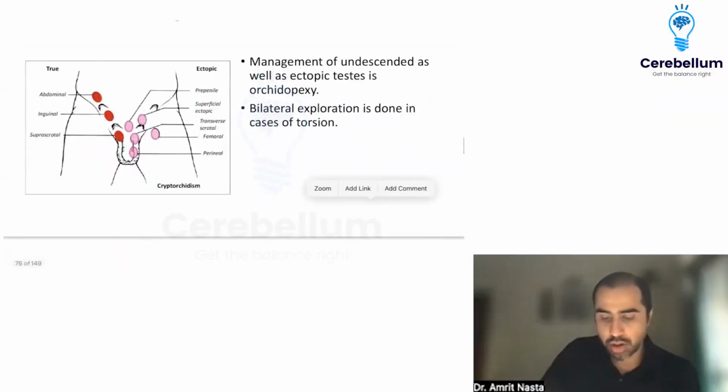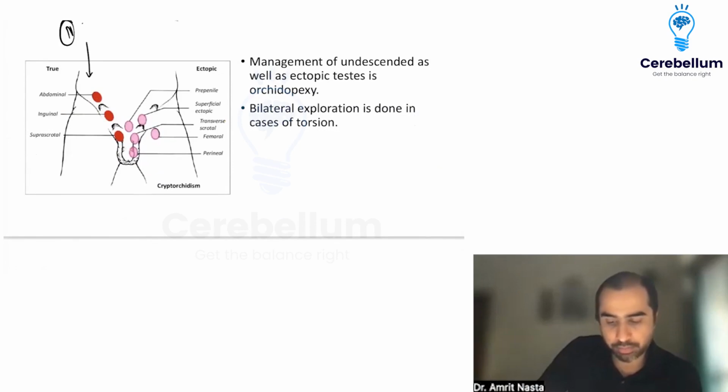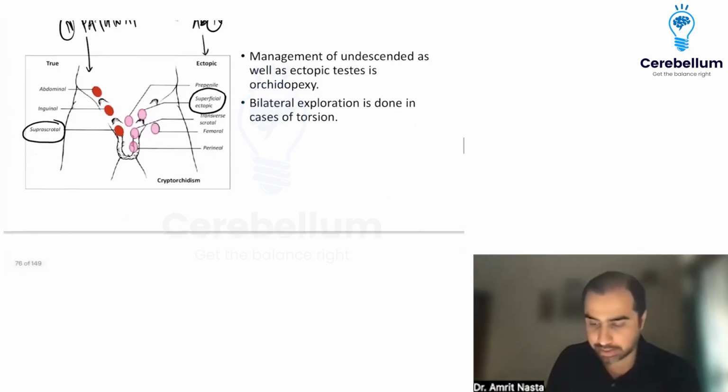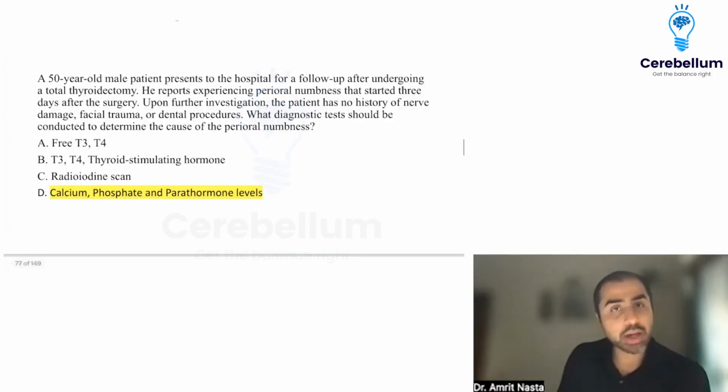Right. So, undescended testes have a normal pathway of descent. Ectopic testes have an abnormal pathway of descent. And the most common site for ectopic testis is the superficial inguinal pouch, and here it is high scrotal. Those are the commonest sites. To save the remaining testis, explore both sides.